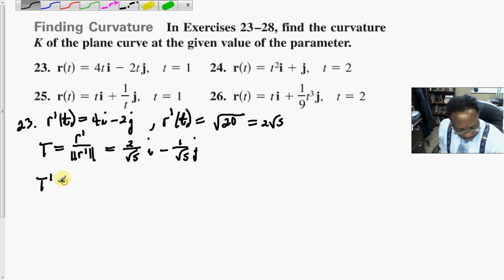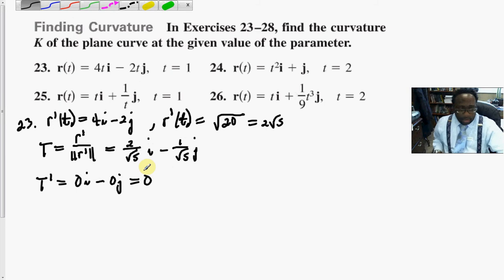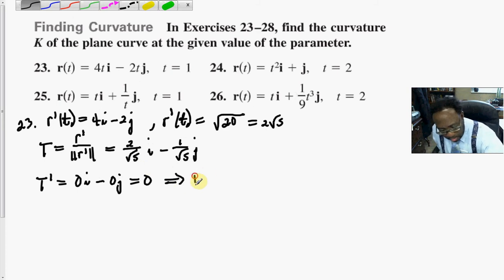T prime, well, t is just a number, so we just get 0. So since the tangent derivative goes out, this implies no curvature.